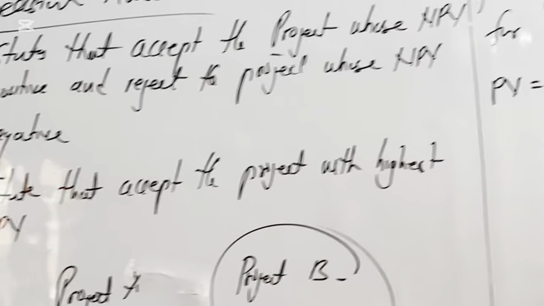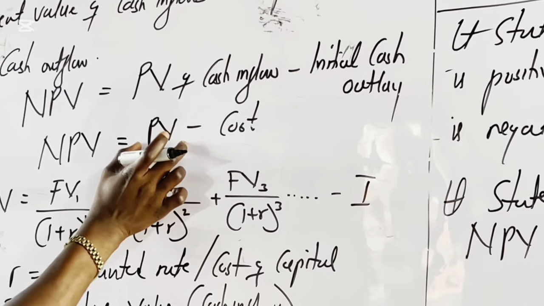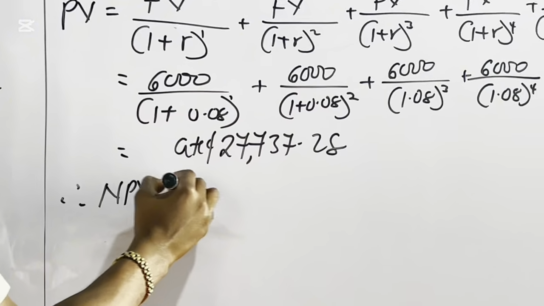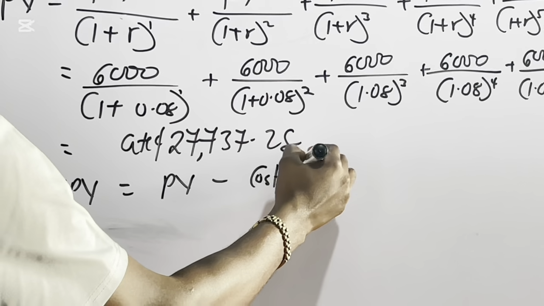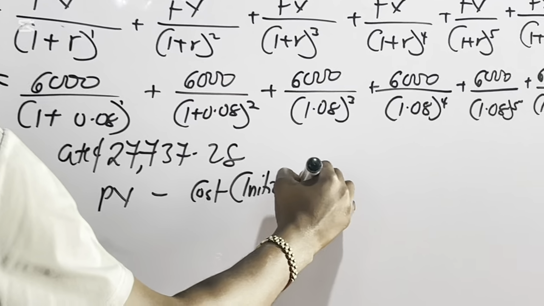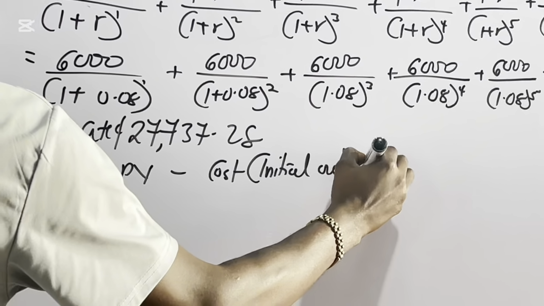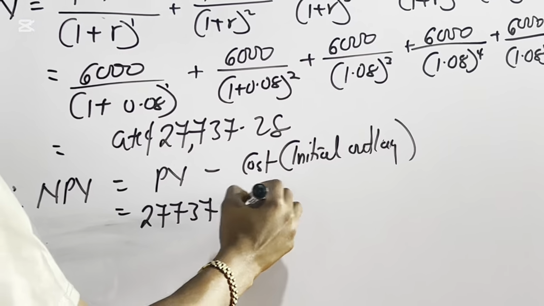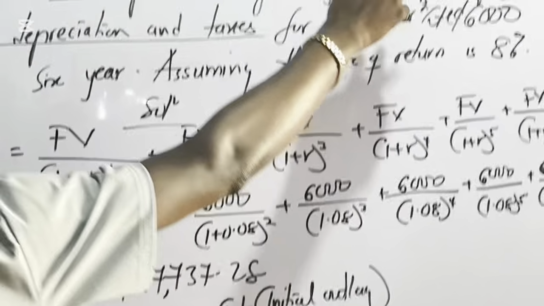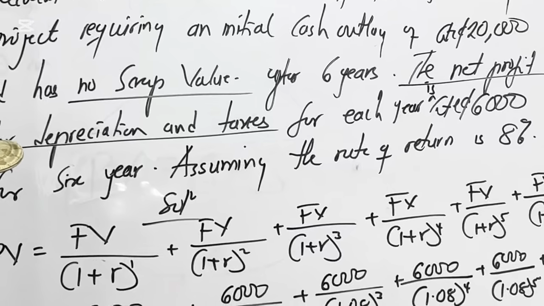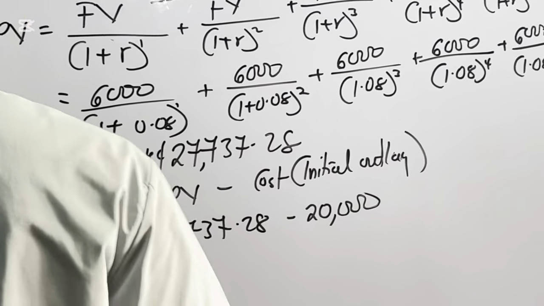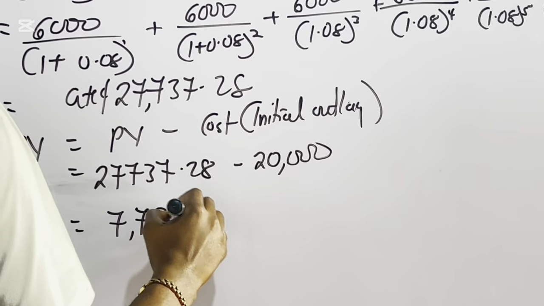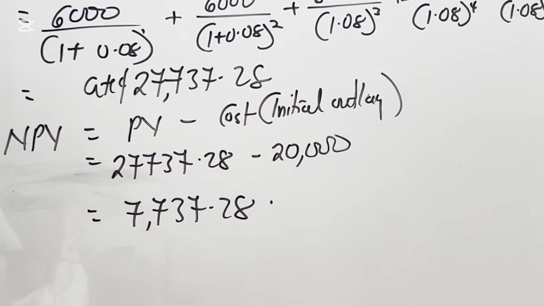Remember, we said net present value is equal to your present value minus cost. So here, therefore, our net present value is our present value minus cost. When we say cost, that is our initial outlay. So what is our present value? 27,737.28. And what is the cost of the investment? From the question, the investment is 20,000. So this will give us 7,737.28. So that is it.